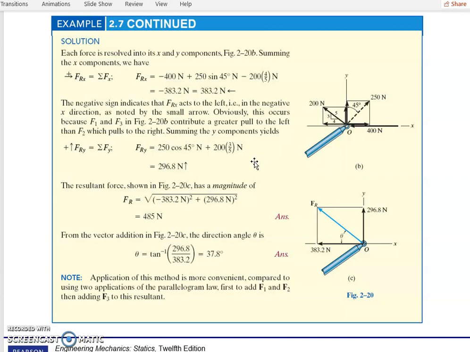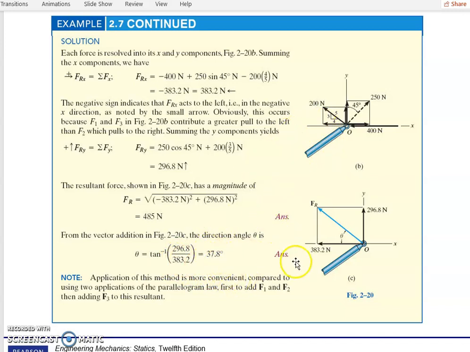And then, of course, do Pythagoras to get the magnitude and do the inverse tangent to get the angle. What did we get? We got a minus 383 and a plus 296, which tells us that's minus x, plus y. That's over here in this quadrant. So if you do the inverse tangent, that'll give you a negative number, and you could add 180 or you can add 90 to it.